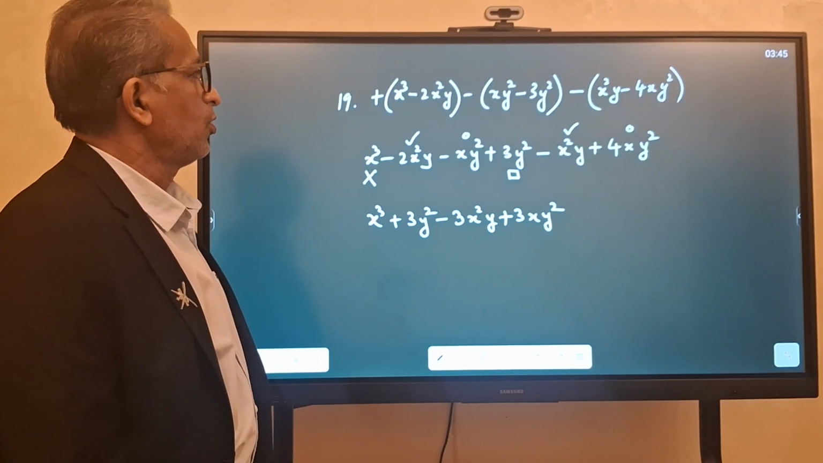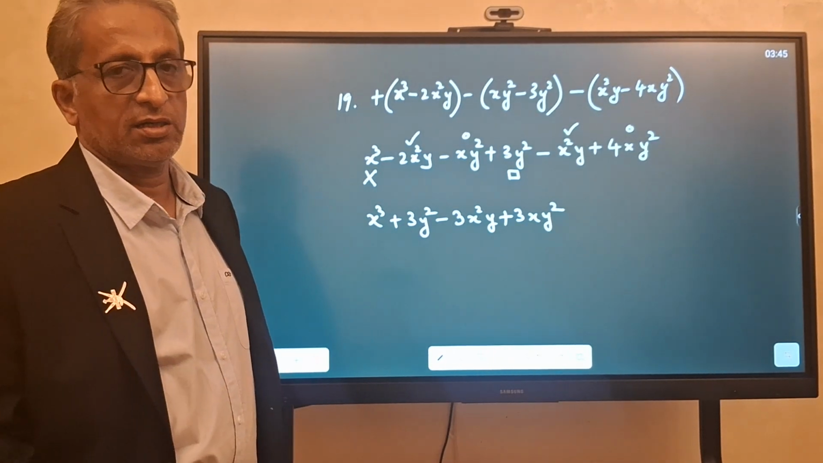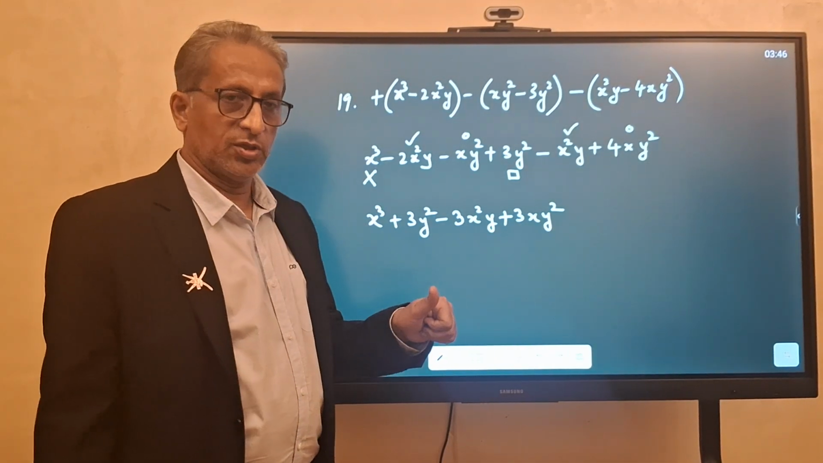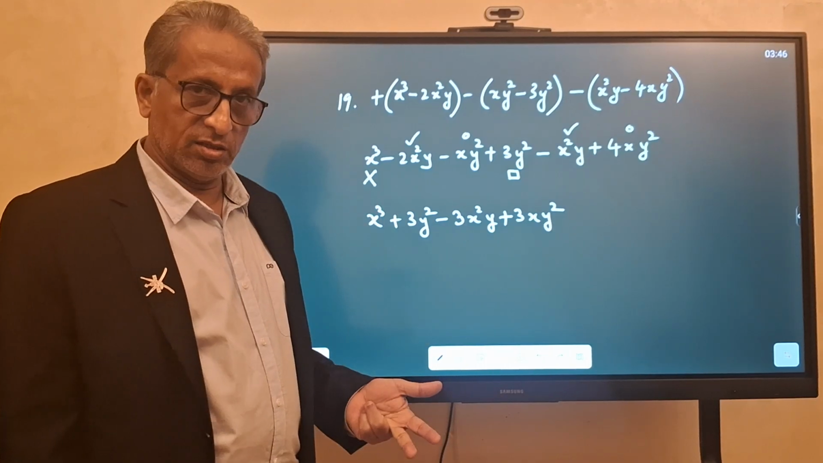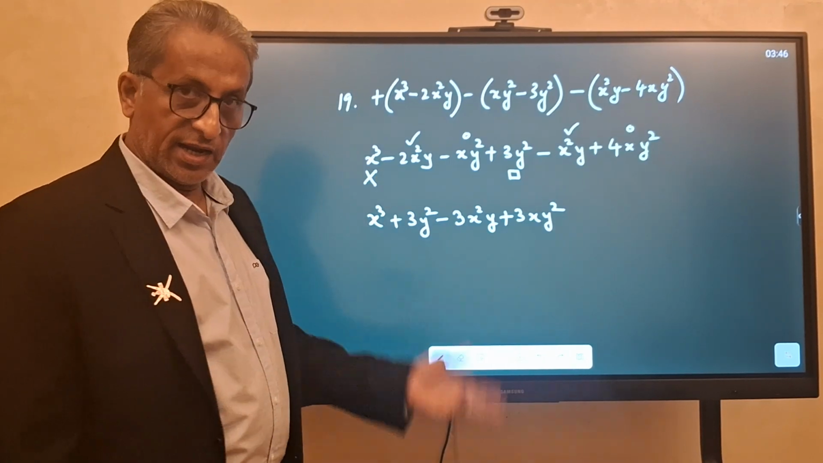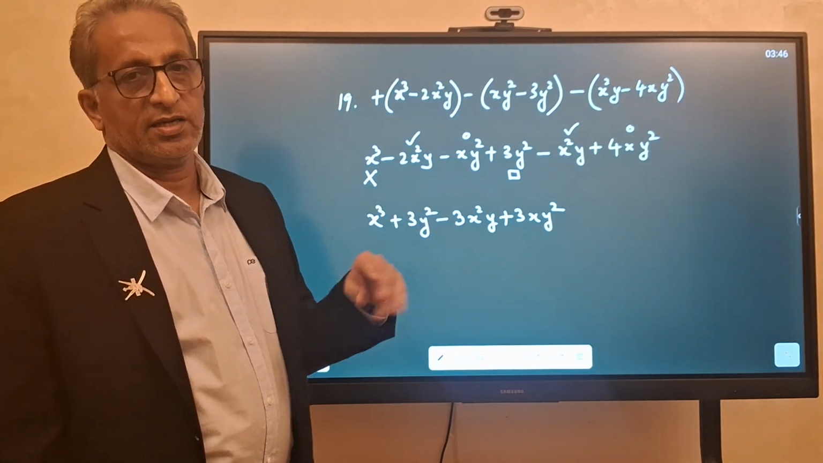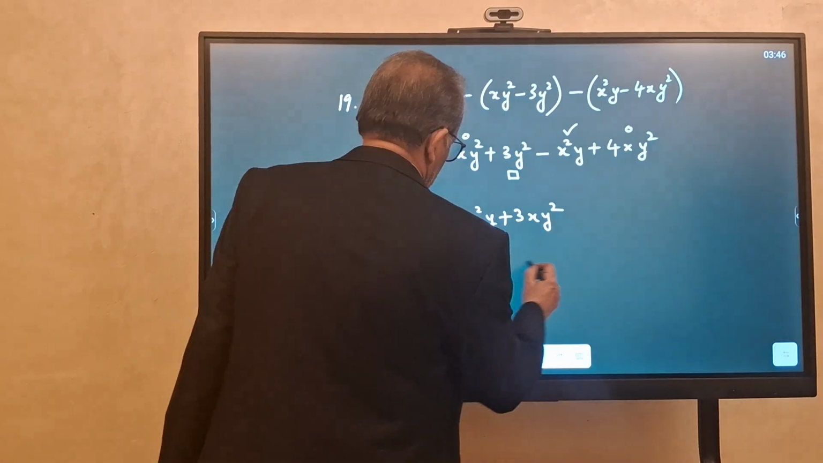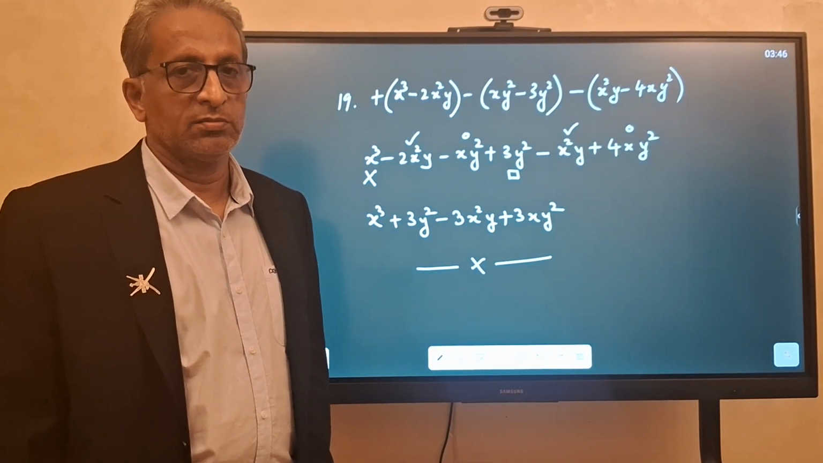So this is how we add and subtract the polynomials. So the most important things: what are polynomials, the types of polynomials, degree of the polynomial, like terms, and only like terms we add and subtract. So that's the end of chapter 3, section 3.1. Thank you.